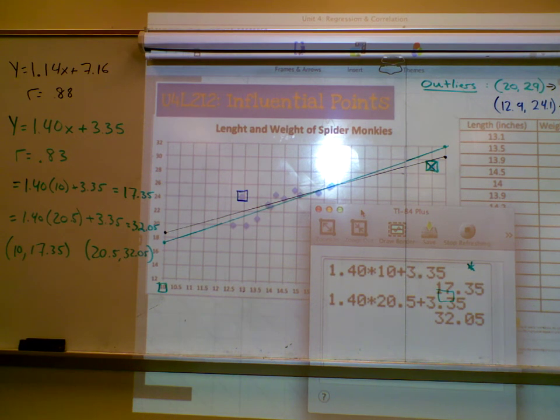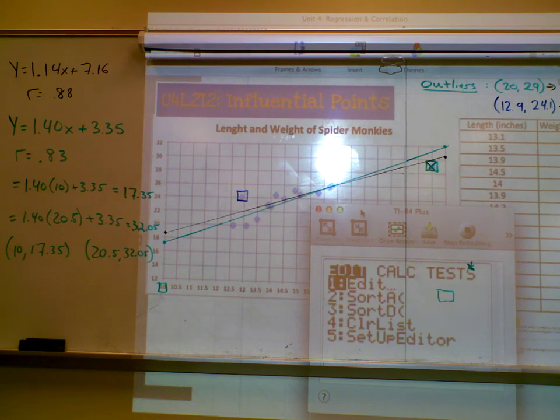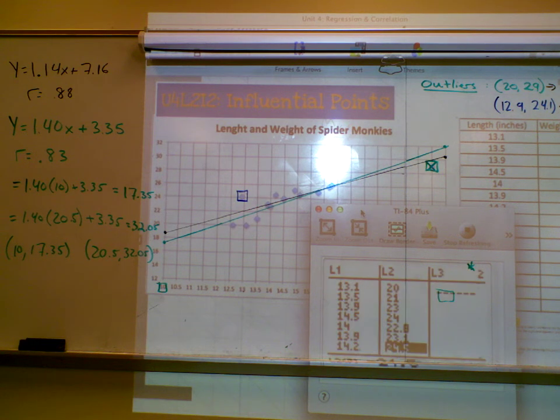Now, in order to do that, you need to go back into your list one, list two, okay? And the order in these lists doesn't matter. So you can go down to the bottom, to the last entry, and sometimes you miss it, okay? We get the dashed lines. And now I just took out 20, 29, so I want to add that back in. 20 is my X, it goes in list one.